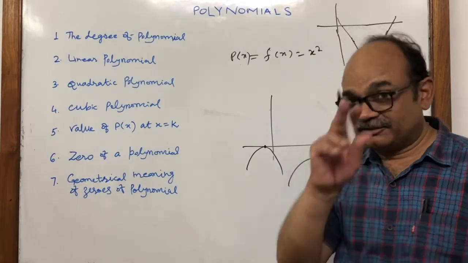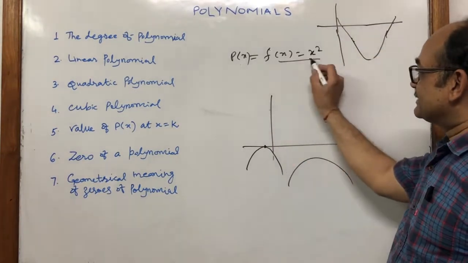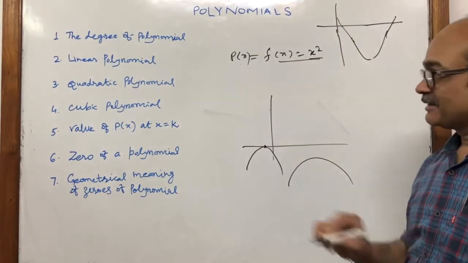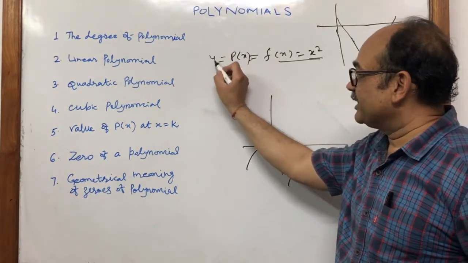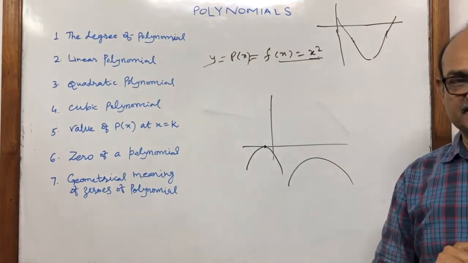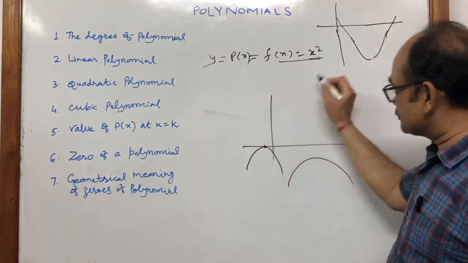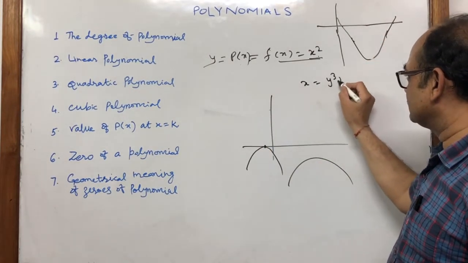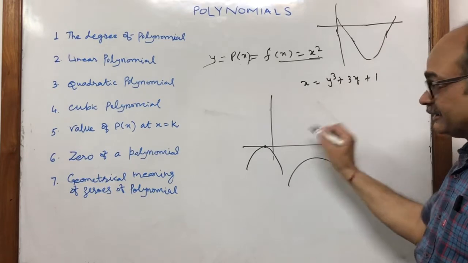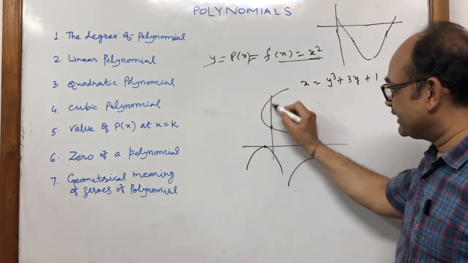But an important point: when the variable is x, here p(x) means y and the variable is x. Then we suppose the curve is reversed. Then how many points will it cut on the y-axis?